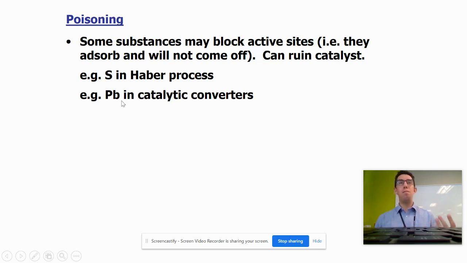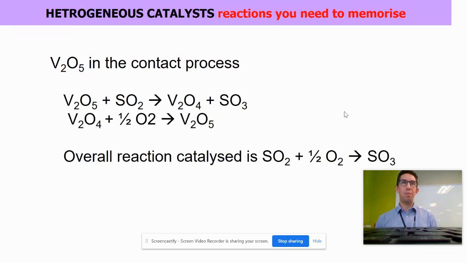That's why we want to try and remove these substances before we use these catalysts, because the catalyst gets completely ruined and can be expensive to remove that outer layer. You generally might need to replace the whole catalyst.